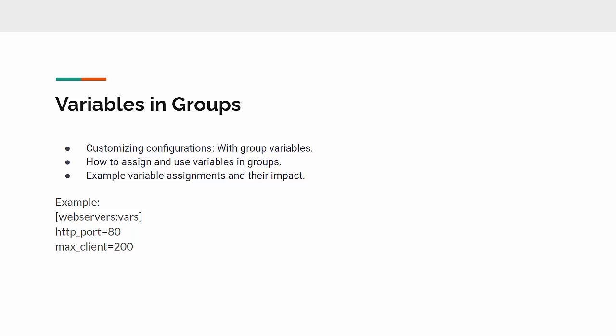Now let's talk about variables in groups. Variables in groups add another layer of customization to our Ansible automation. By assigning variables to a group, all hosts within that group inherit those settings. This is incredibly useful for setting up environment-specific configurations. Look at how we assign an HTTP port and maximum client limit to our web servers group. This method ensures consistent configurations across all hosts in the group.